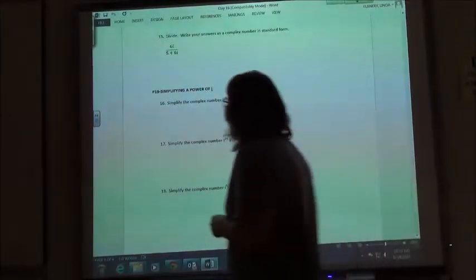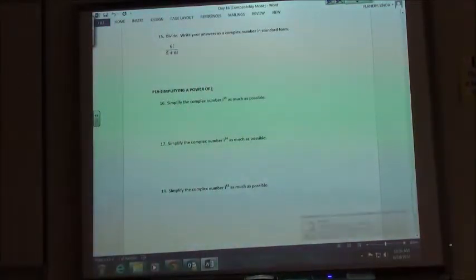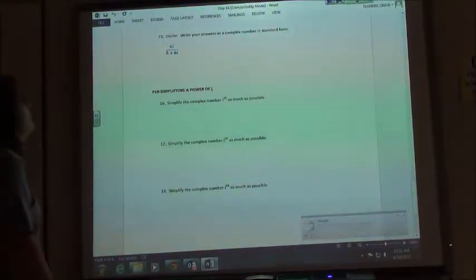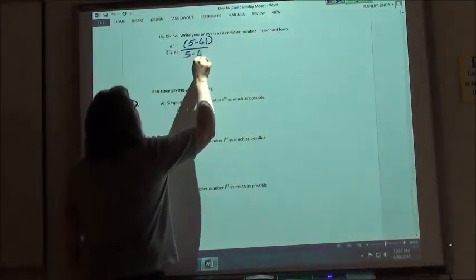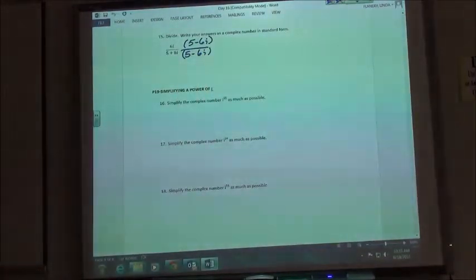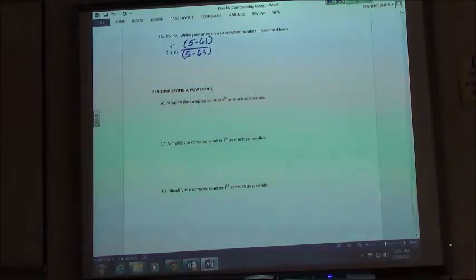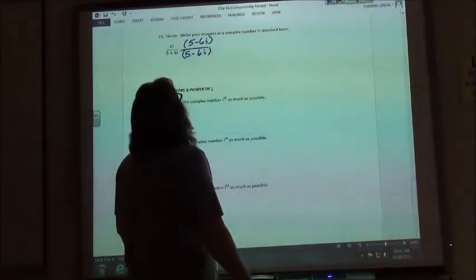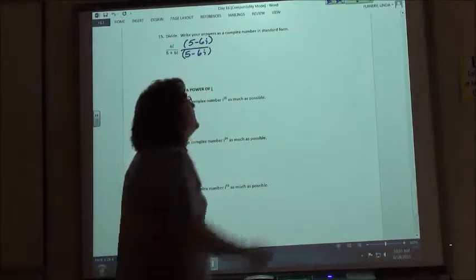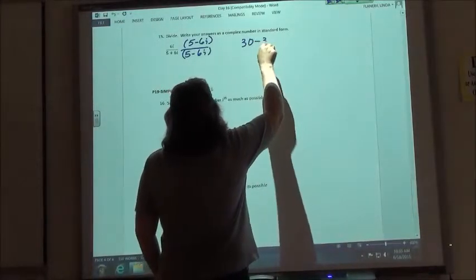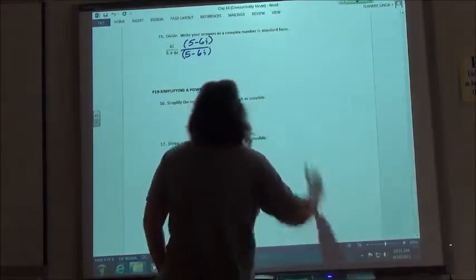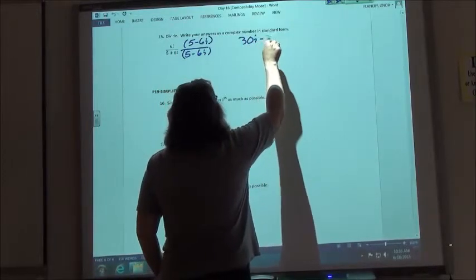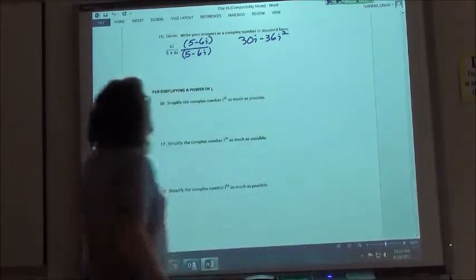And so number 15, if I'm going to multiply by the conjugate, I'm going to multiply by 5 minus 6i. So using my distributive property on top, I would get 30, minus 36i. Whoops, 30i. 30i minus 36i squared, right?